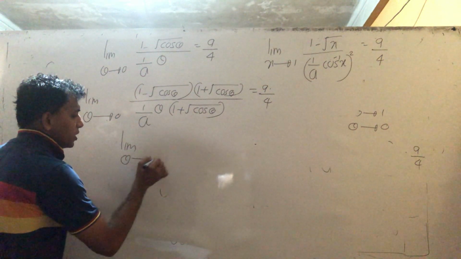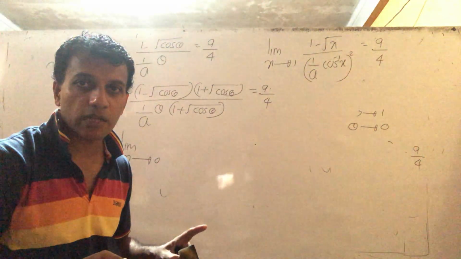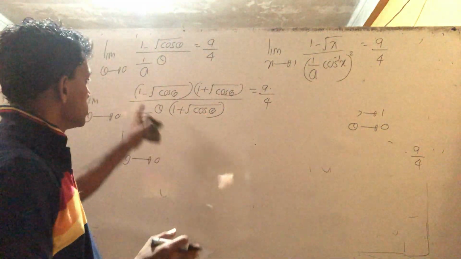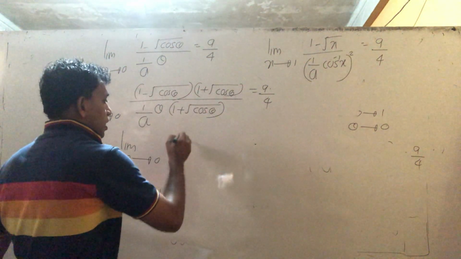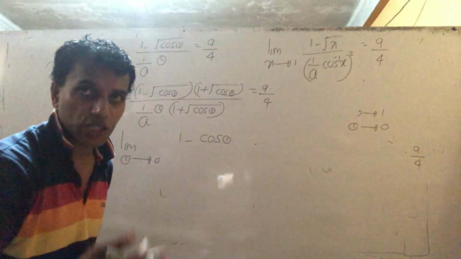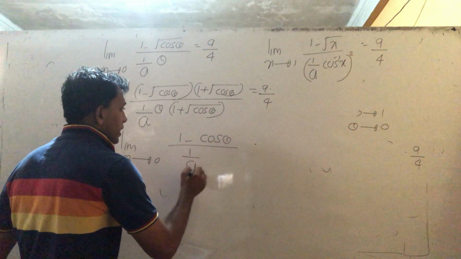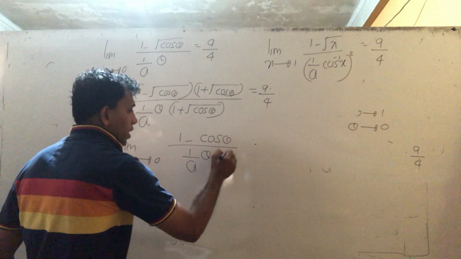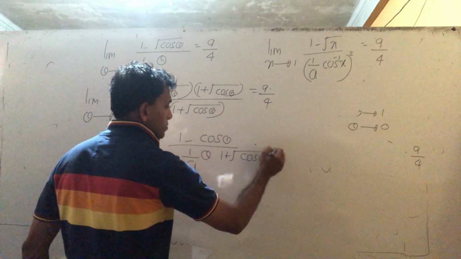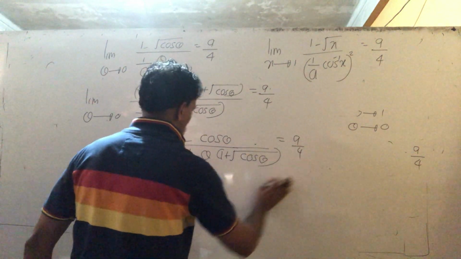Limit theta tends to 0. But this factorizes, where you use the conjugate method, a minus b, a plus b pattern, the factorization. So 1 minus cos, 1 plus cos, that is 1 minus cos theta, square root vanishes, over 1 over a theta into 1 plus square root cos theta equals the answer 9 over 4.